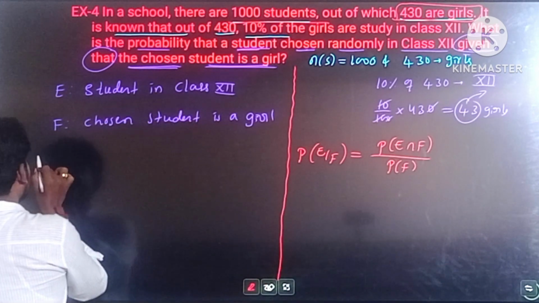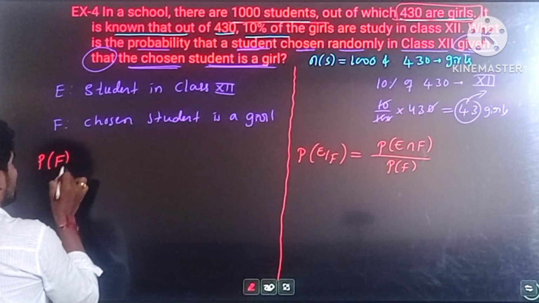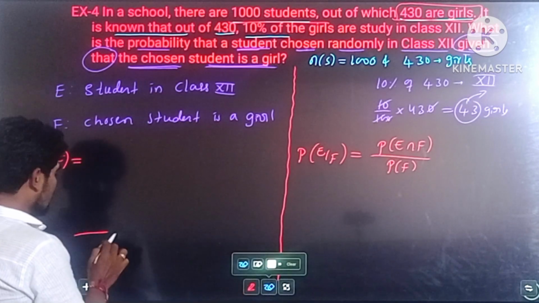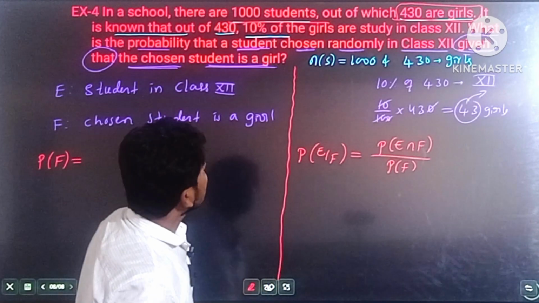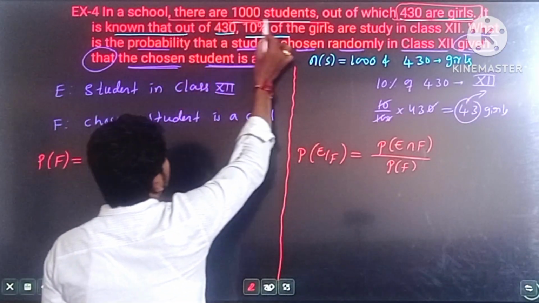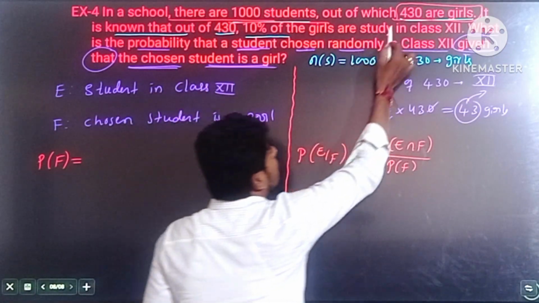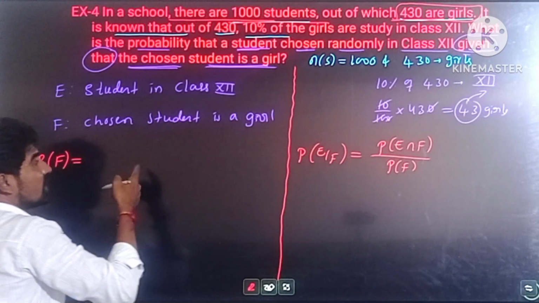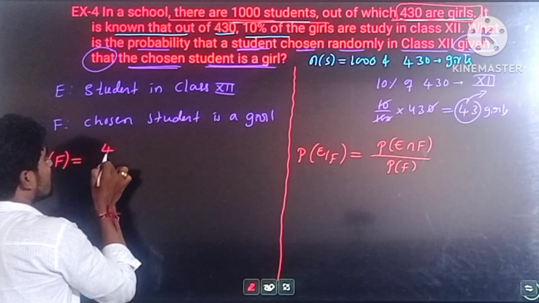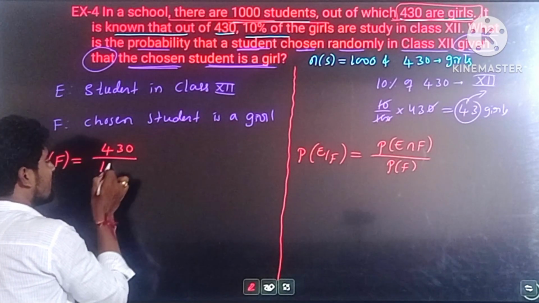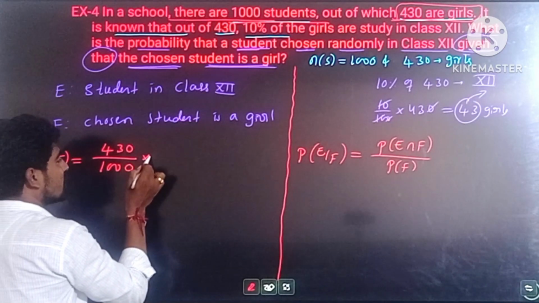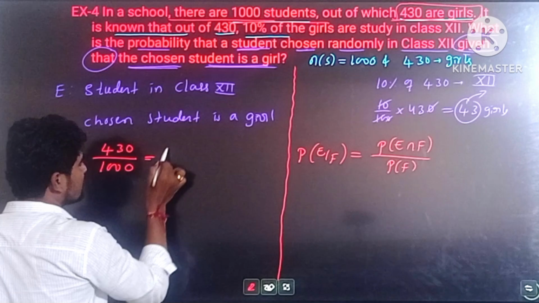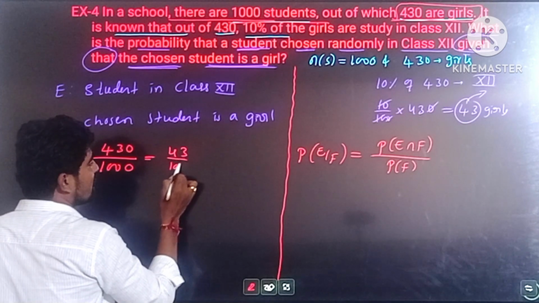Now the probability of the event F. So F is what? The chosen student is a girl. Out of 1,000 students, totally 430 girls exist. So the probability of choosing a girl is 430 divided by 1,000, which is equal to 43 divided by 100. We may express it as 43 divided by 100.